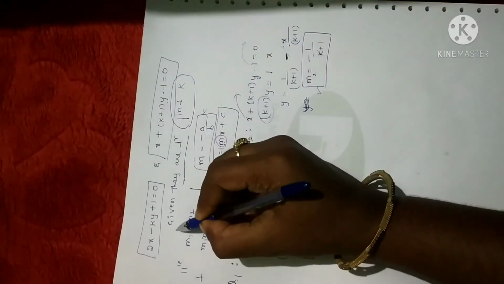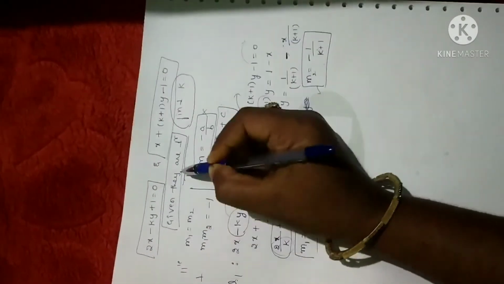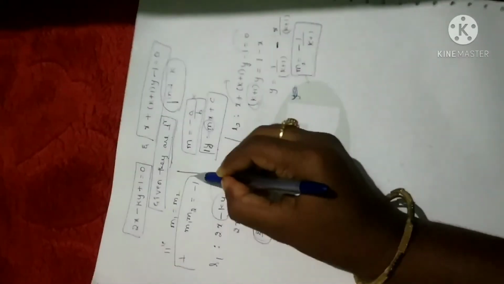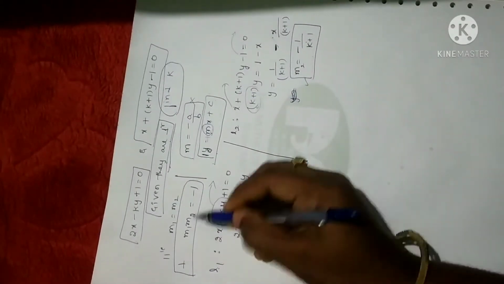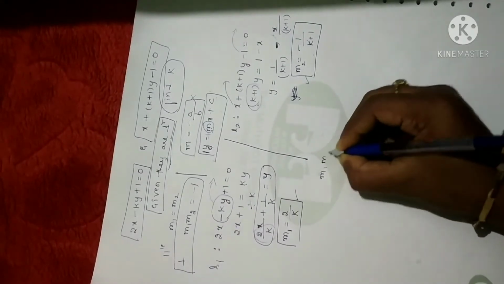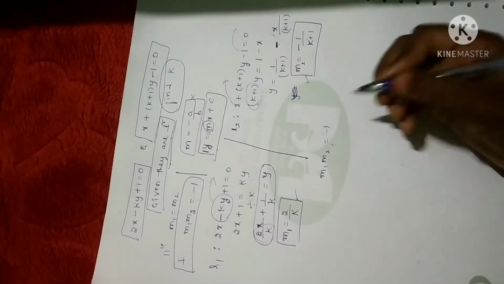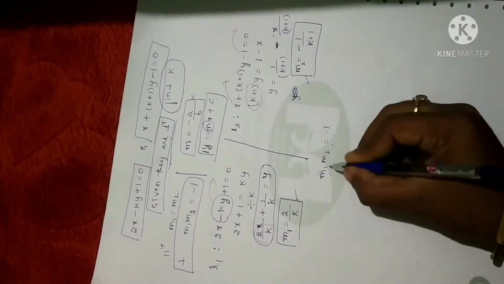Now the major condition given in the problem is that they are perpendicular. Now revise the concept. What is the condition for the lines to be perpendicular? M1 into M2 is equal to minus 1. That is, the product of the slopes should be equal to minus 1. Now let me substitute the values.